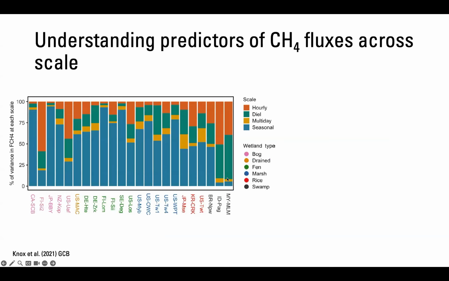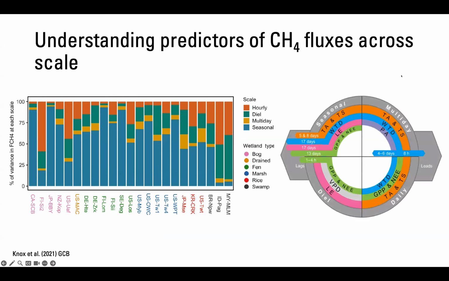For example, understanding predictors of methane fluxes across different scales. We know that methane emissions, similar to CO2, are a superposition of variations that occur at different timescales. So we have seasonality in our fluxes, and we have short-term fluctuations, such as weather patterns, and variations at diurnal scales. And so we looked at what some of the predictors of methane fluxes were across these different scales. For example, looking at what the dominant predictors are at the seasonal scale.